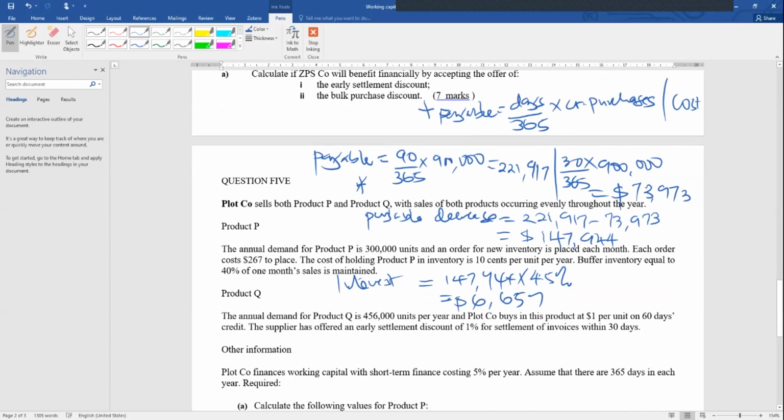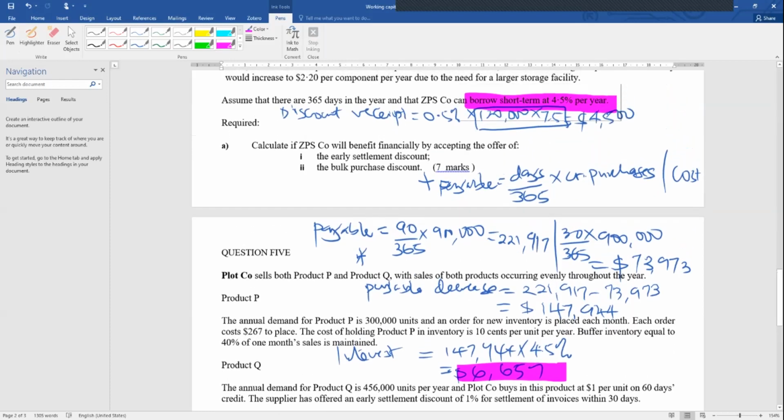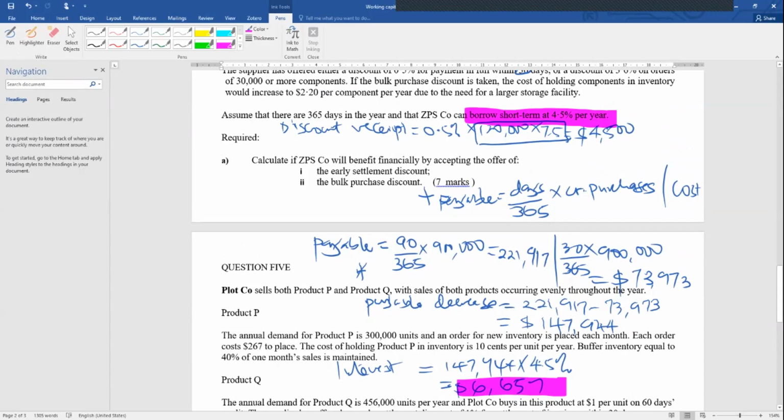Now we compare. These are costs, don't forget, because it's an interest you're paying to the bank for borrowing money. So you compare the cost, 6,657, versus the benefit. You got a discount somewhere. Where was this discount? Yes, here is a discount, and you got a discount of 4,500. So this is the discount you're receiving, versus the cost. Now the question is, are you going to accept this discount?